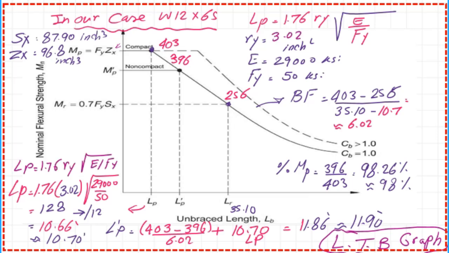The graph's x-axis represents the distance between bracing, while the y-axis represents the nominal plastic strength equal to F_y times Z_x for a compact section. The compact section is from L_b equal to 0 to L_b equal to L_p. But because we already have a nominal moment equal to 396 feet-kips, we are going to adjust the graph by considering this value. So there is a drop here. This value M_r is represented by 0.7 F_y multiplied by S_x, which we have estimated earlier.